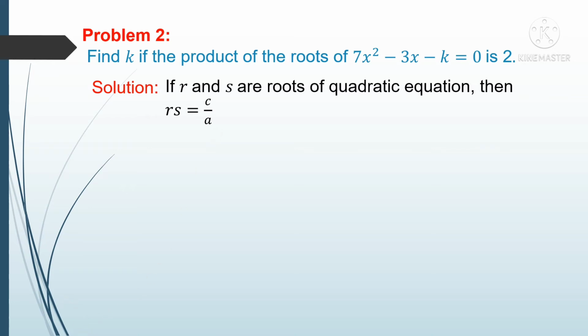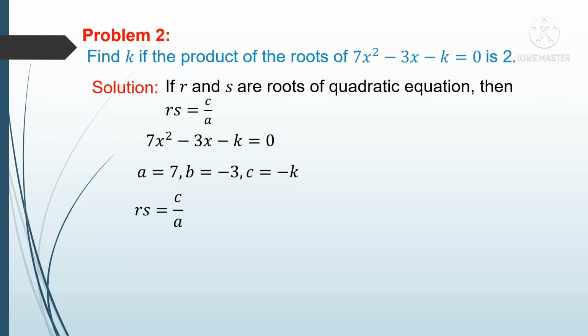Okay? So the given equation is 7x squared minus 3x minus k equals 0. So it is written in standard form. So we can now identify at once the value of a, b, and c. So your a is 7, our b is negative 3, and our c is negative k. So we'll use the formula rs, meaning r times s equals c over a. So rs means the product. It implies the product of the roots.